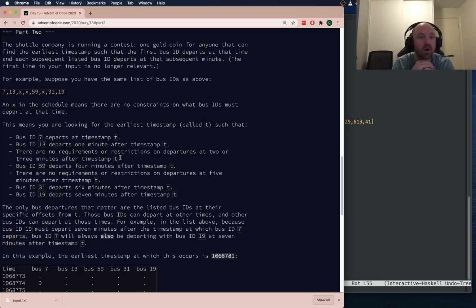Bus 13, oh, I see. Bus 13 departs a minute after T. Doesn't matter what happens with the X's at 2 or 3 minutes. Bus 59 departs at 4 minutes after T. There are no requirements. Who cares about the X? 31 departs 6 minutes after T. Bus 19 departs 7 minutes after T. So the earliest T that meets all those conditions.